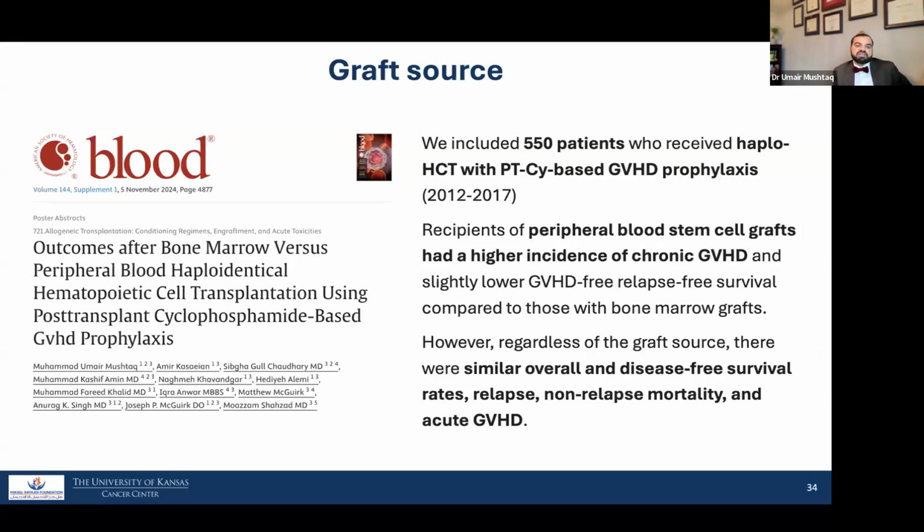For graft source, there is not good data, but if you're using myeloablative conditioning, bone marrow is preferred. In reduced intensity conditioning, peripheral blood is preferred: faster engraftment, lower risk of graft failure, since it's a reduced intensity conditioning regimen. So most places would want to do a peripheral blood transplant. Also, more anti-cancer activity, and that's important in a RIC regimen. We presented this at this ASH. We looked at 550 patients who received haplo with PTCy, and peripheral blood stem cell grafts have a higher incidence of chronic graft versus host disease, but all other outcomes were essentially the same.